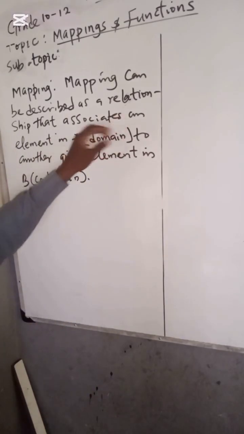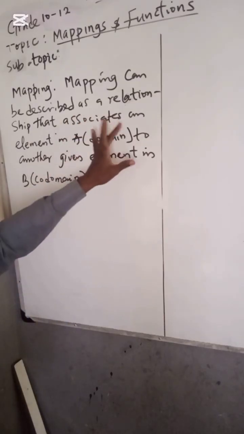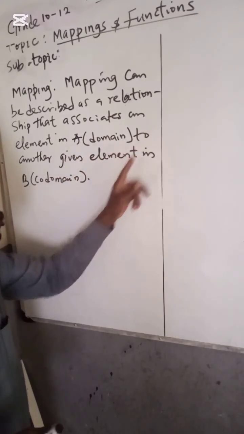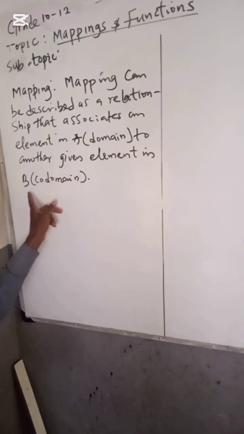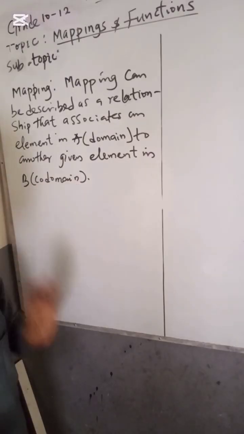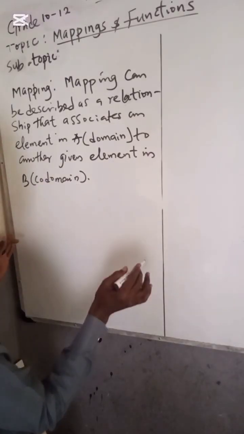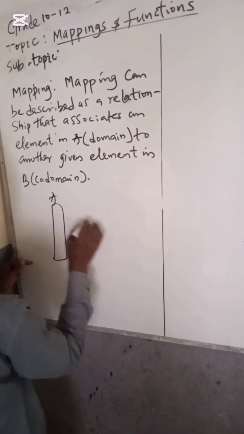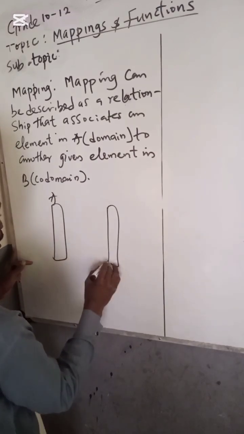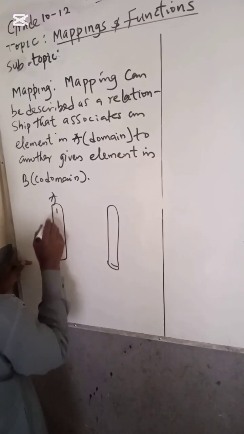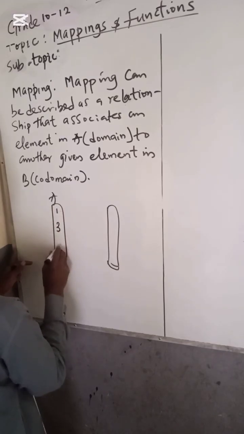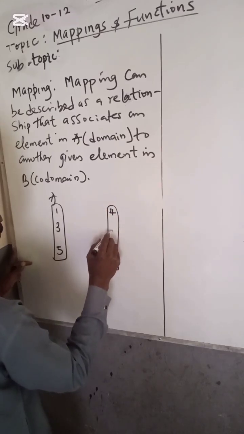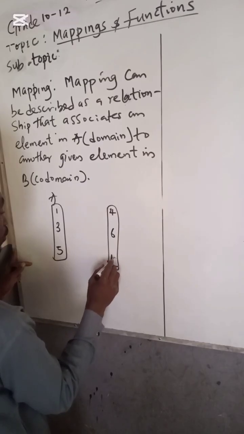This is what mapping is all about. We said mapping can be described as a relationship that associates an element in A, which is called domain, to another given element in B called what? Codomain. Now let's show what this is all about. Let's say we have this. This is A, and this is B. Now let's say we have 1 here, 3 here, 5 here. Then let's say you have 4, you have 6, you have 12.